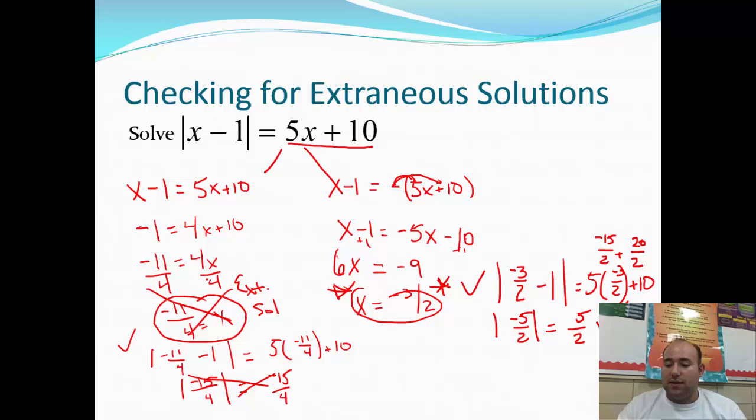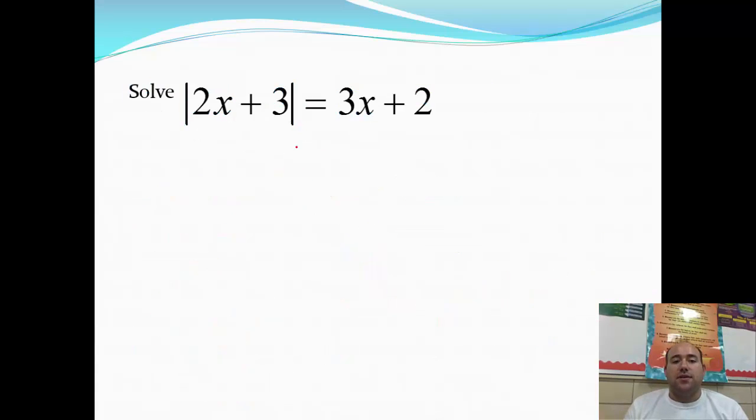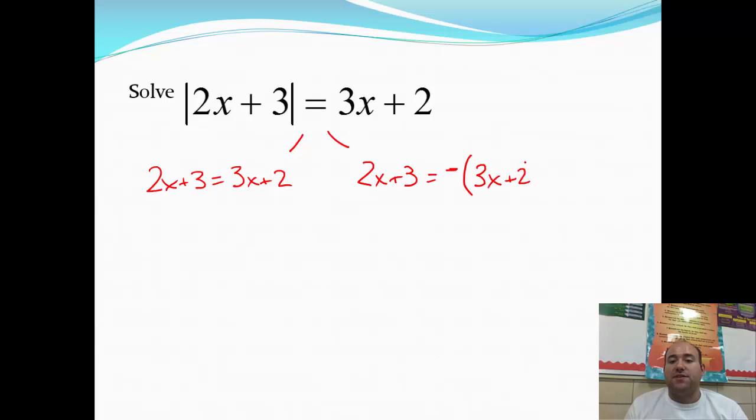Okay, let's look at another one. Same idea. We already have this isolated, so we can already start to write our two equations. Second equation, remember, since we have more than one term on the right-hand side, I've got to put parentheses around this whole thing. All right, so let's bring letters to one side, numbers to the other.